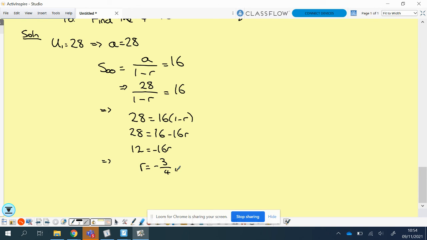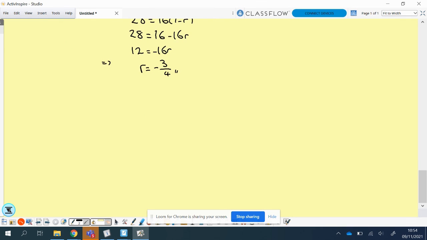Which is good because I did expect to get an answer between -1 and 1, didn't I? Because it did tell me I had a series with a sum to infinity. It's negative, but that is actually what I was hoping to achieve there. If I got something less than -1 or greater than 1, I would have felt I'd done something wrong.